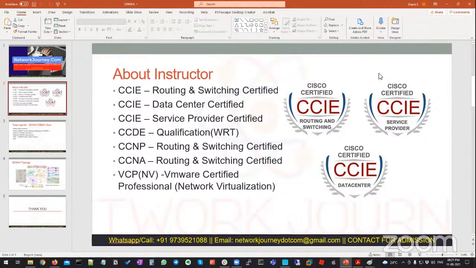For example, if we have switching as a topic, in the weekdays I'm going to take the CCNP switching topic. And then after that, we're going to start with the CCIE topic, which is again related to switching. So that way we're going to cover it.